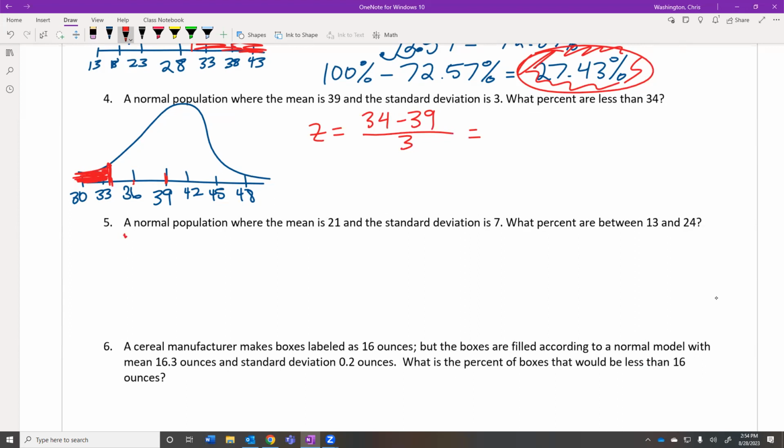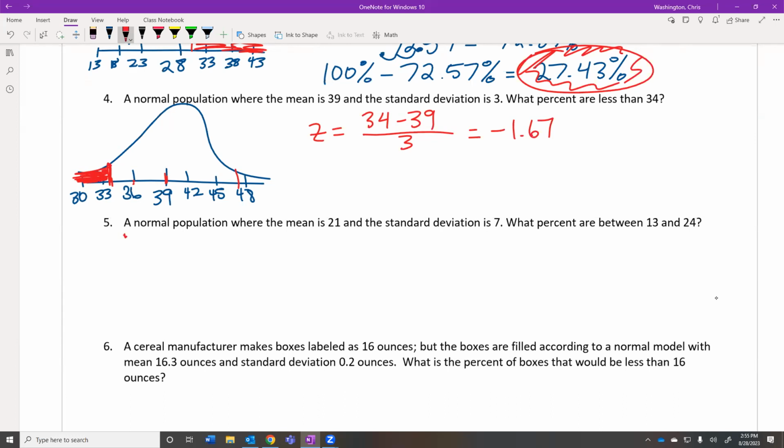34 minus 39 divided by 3 is negative 1.6 repeating, but we do want to round to 2 decimal places because our chart only has 2 decimal places. So does that z-score make sense? Well, yeah, it does. What if I got a z-score of like 2.72? That doesn't make sense because 2.72 would be over here somewhere. All right, we're going to look up negative 1.67.